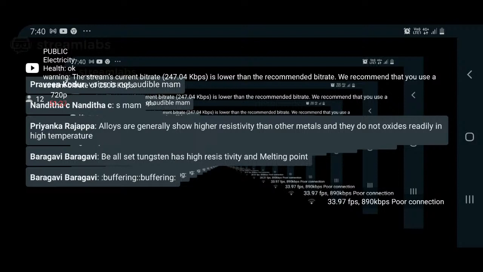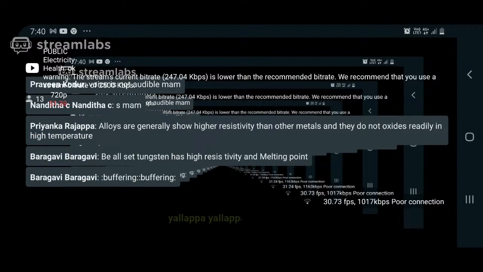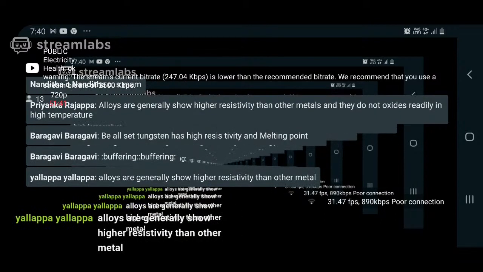Okay. Next, why is copper used in electrical transmission wires? And even aluminium. Copper or aluminium are generally used for electrical transmission lines. Why?